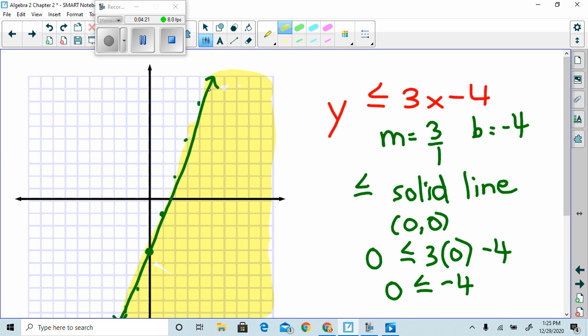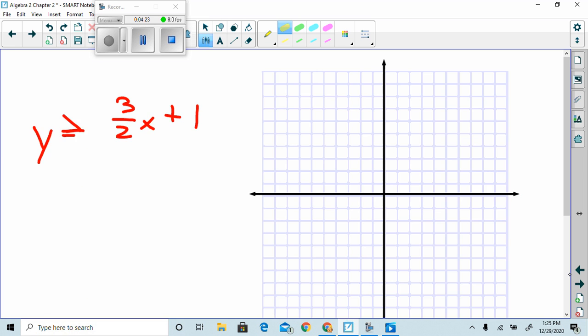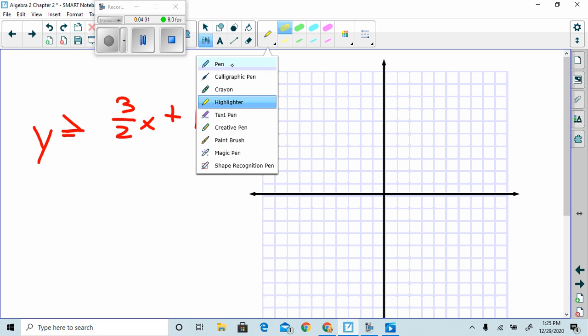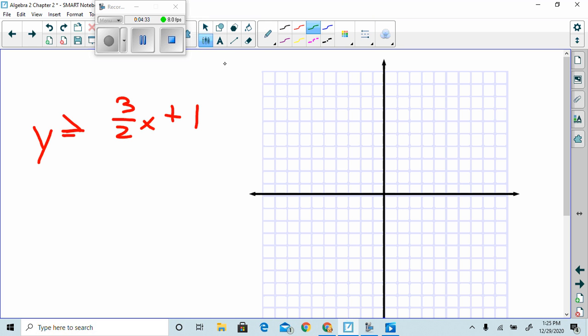I think we should do at least one or two more. Here again, already in the right form. I like when they're in the right form. I don't have to do any extra thinking or planning. I just know it's already in the right form. I identify my slope, which is 3 over 2. My y-intercept is 1. I have a greater than or equal to, which is a solid line.